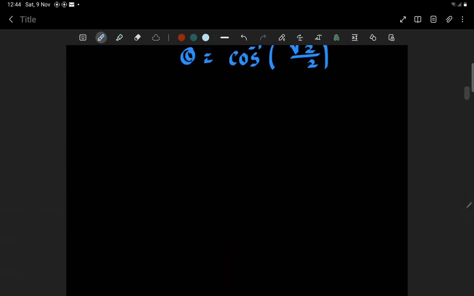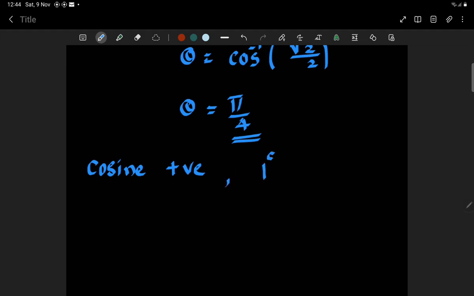How will we get the theta answer? Theta is equal to, use a calculator and find the answer. We will get theta equal to pi divided by 4. But remember students, cosine value should be positive. In which quadrants, you know? First quadrant and fourth quadrant. Okay, in the first quadrant and fourth quadrant cosine is positive.